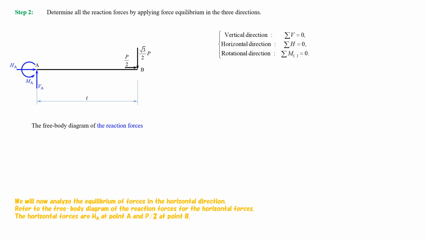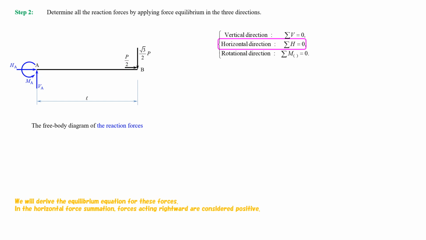We will now analyze the equilibrium of forces in the horizontal direction. Refer to the free body diagram of the reaction forces for the horizontal forces. The horizontal forces are HA at point A and the 1/2 of P at point B. We will derive the equilibrium equation for these forces.